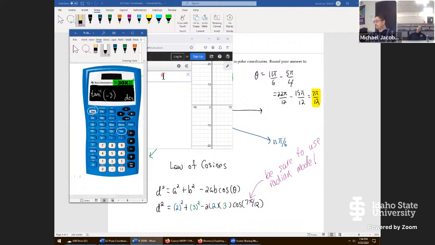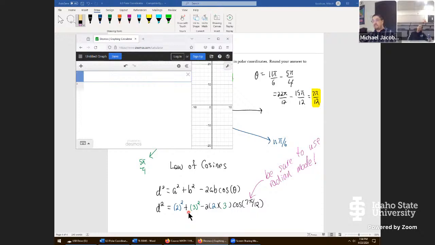Other questions so far? Okay, thanks for asking about that. I mean, for using calculators, this is the new mathematical thing we have to be very careful about, radian mode and such. So down here, I'm going to put in 2 squared plus 3 squared minus 2 times 2 times 3 times cosine 7 pi over 12.